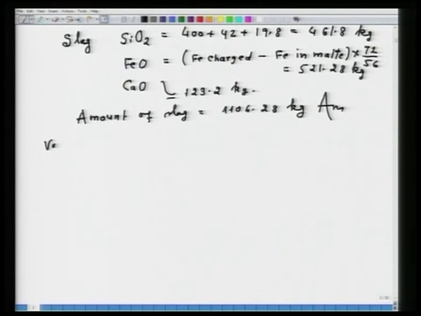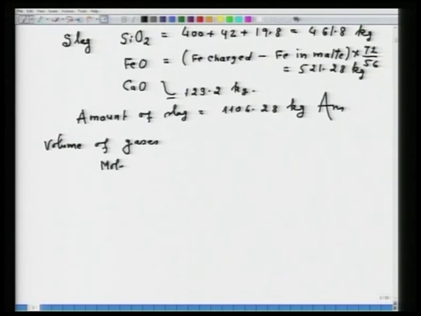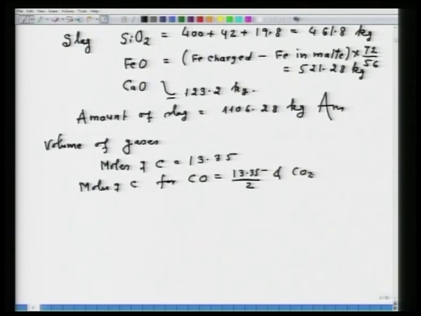Then next we have to calculate volume of gases. Again here there is a skill and method involved. The method will vary from person to person, but I will follow this way. Moles of carbon is equal to 13.35. Then depending on the ratio, moles of carbon for CO will be equal to 13.35/2, and that of CO2 will also be 13.35/2, because it is a 1:1 ratio.